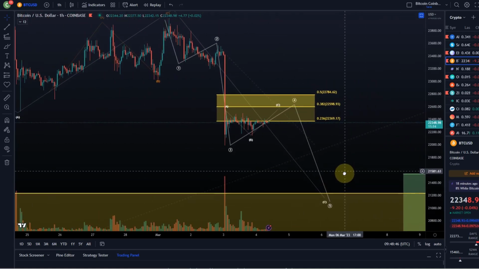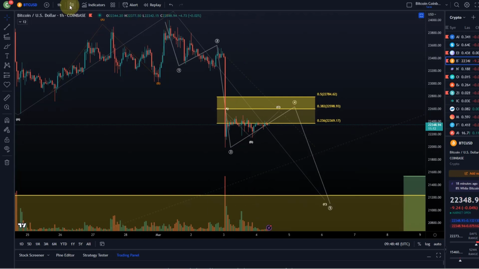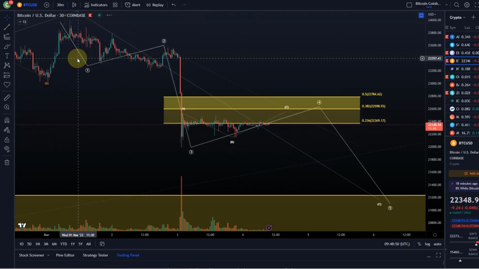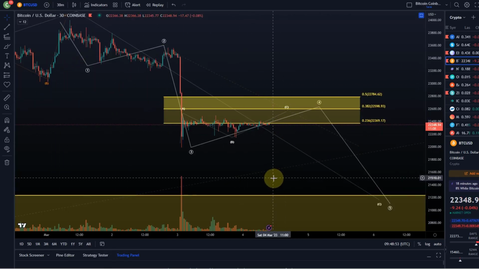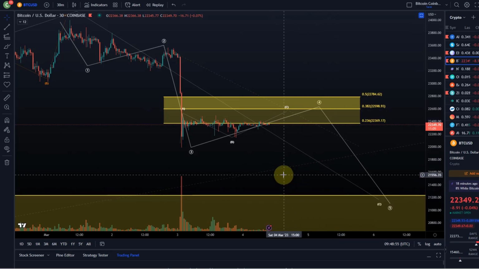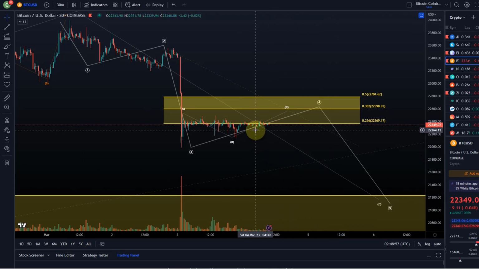So let's zoom in to this lower time frame count, and the idea is still that we should get one more low, maybe even two more lows into the 21.3k region. I did explain in the last video why I think that's the case. It all has to do with Fibonacci retracements, Fibonacci extensions, and targets.